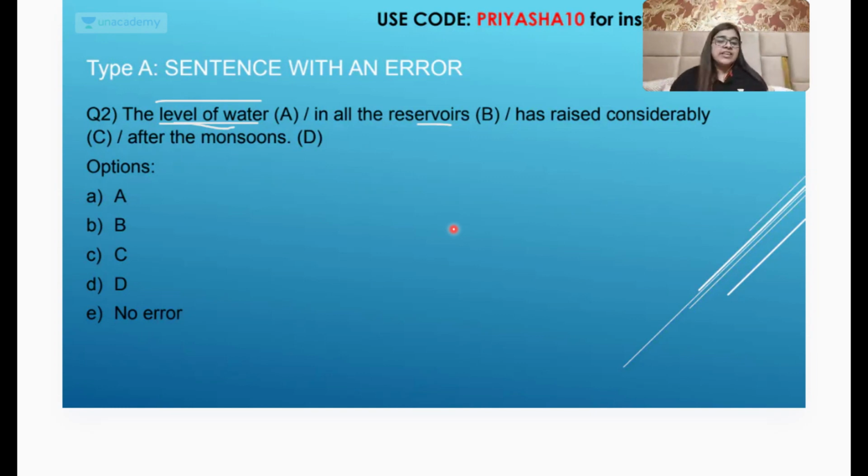Coming back to what I was saying, the level of water is the subject and it is considered singular. Singular always goes with "has," which is perfectly fine for it. So this sentence did not have an error. Fantastic. No problem, Ratul, it's totally fine.